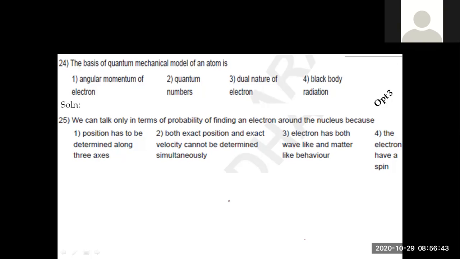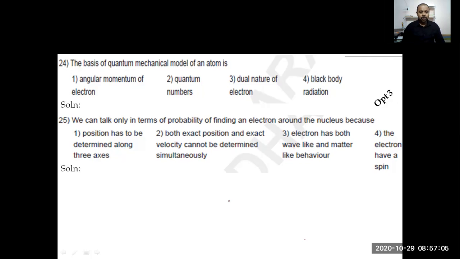The second option. That is according to Heisenberg's principle. Both the exact position and the exact velocity can't be determined simultaneously. So if position and velocity can't be determined simultaneously and accurately, we can't say position and velocity particularly or precisely for an electron. So option 2.